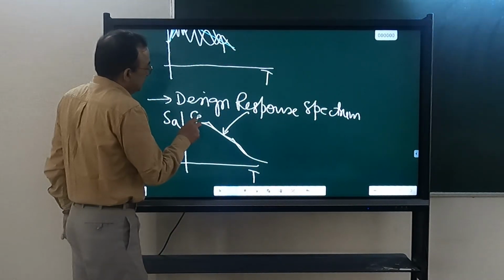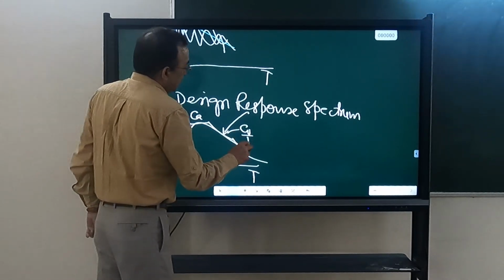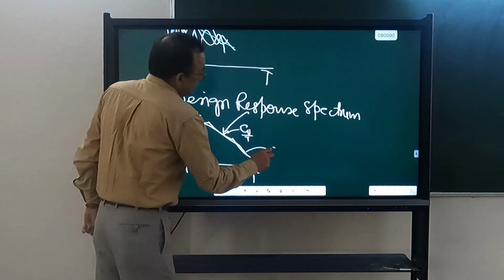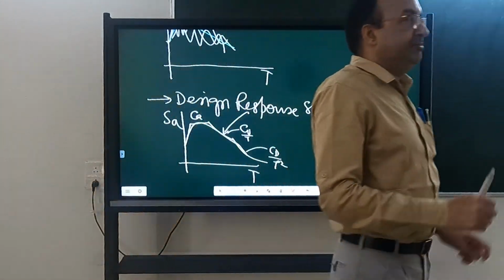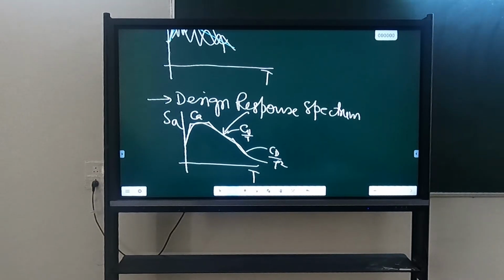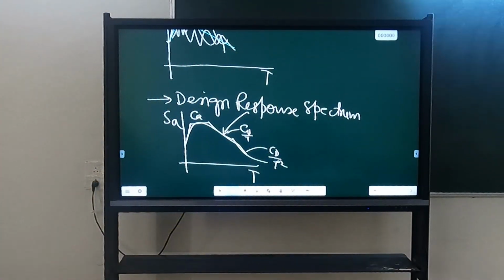And I fit very simple relationships here. Here it is constant. Here it is some CV over T. Here it is CD over T squared. So I fit simple relationships in these three segments. This response spectrum is used in all design codes. Till now, all the design codes have been using this. Our code is still approaching in that direction.